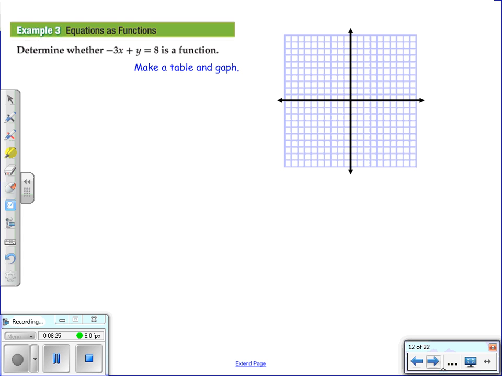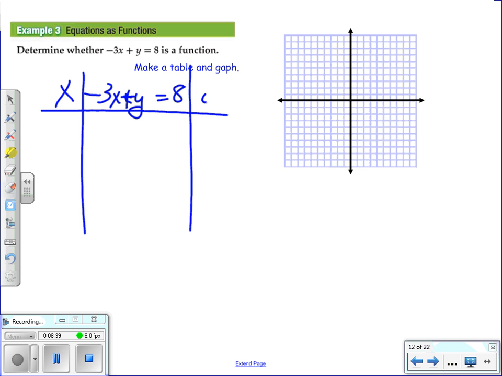So here we have negative 3x plus y equals 8. Let's make a table and a graph. Well, remember how we did this, guys? X and y. If x is negative 1, times negative 3 is a positive 3, plus y equals 8. So what's y going to equal when x is negative 1? It's going to equal 11. How about when it's 0? 0 times negative 3 is 0, so y equals 8.